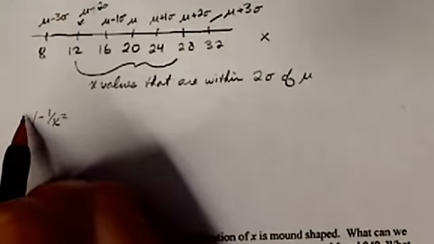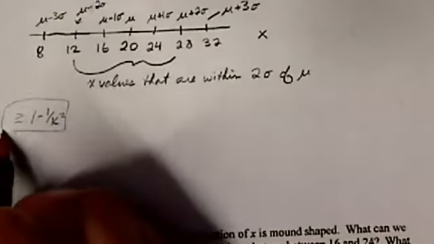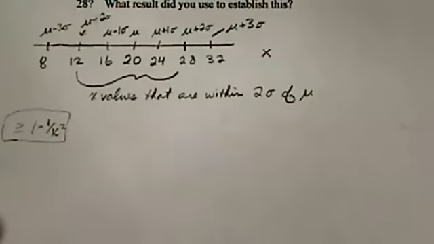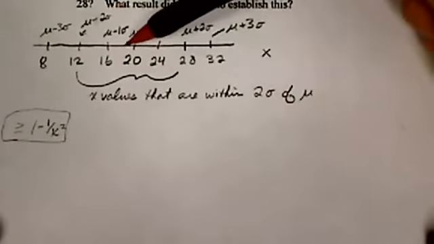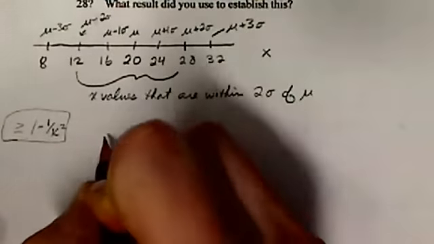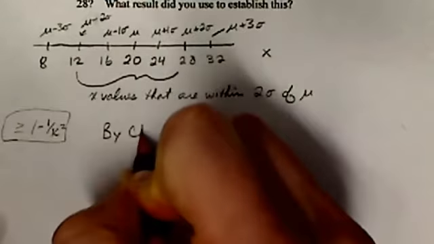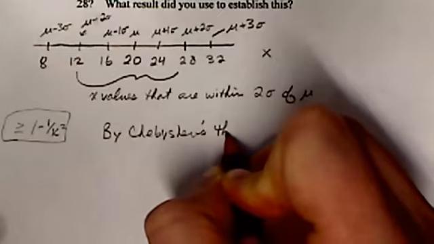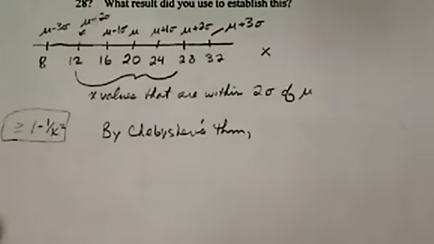That quantity there is greater than or equal to 1 minus 1 over k squared. So when I look at the problem setup here, the window 12 to 28, these x values are within 2 standard deviations of the mean. And so for this problem, by Chebyshev's theorem, by the way, Chebyshev was a Russian mathematician who did a lot of work in probability theory, which we'll get to later in the course.